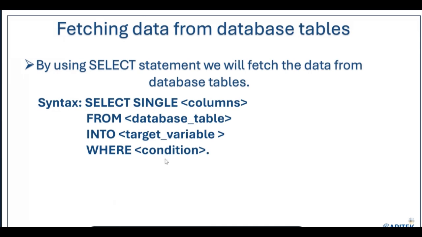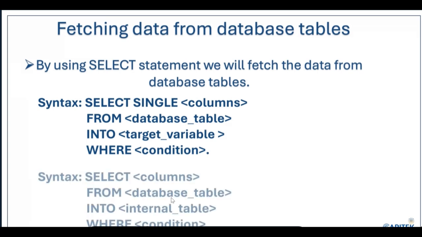Simple. If multiple employees have a Hyderabad address, then what happens? It will pick only the very first employee and put that into the target variable. That's it. We'll see an example with that also. I'll tell you all those things. This is the syntax we generally follow for SELECT SINGLE.